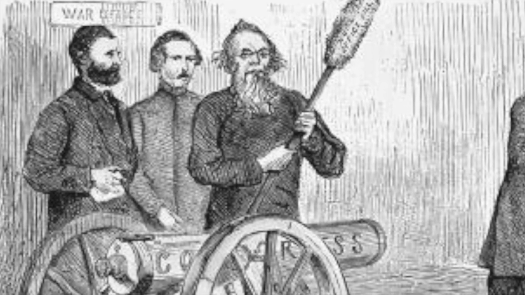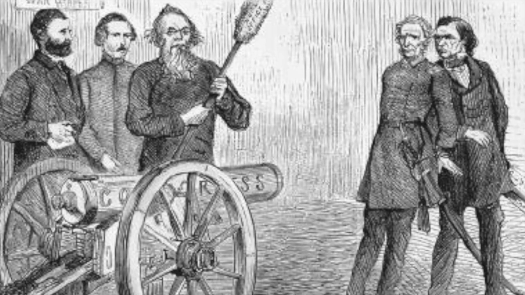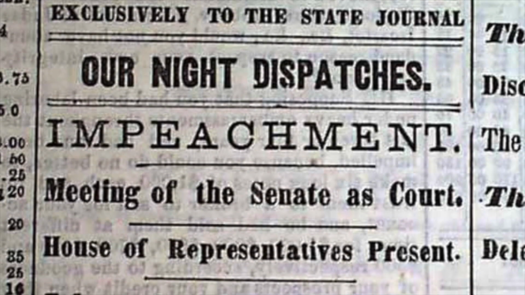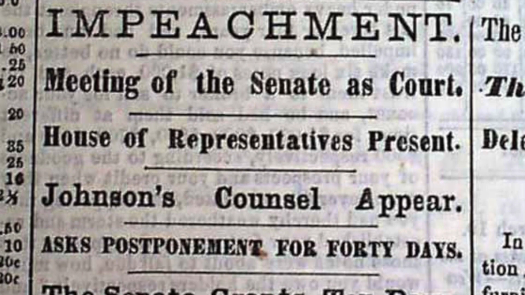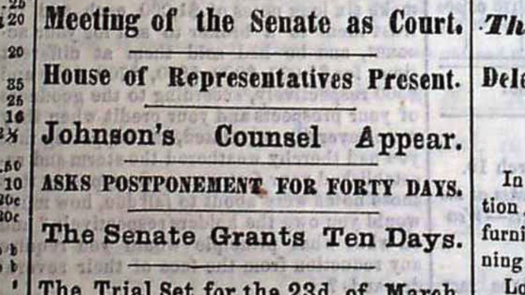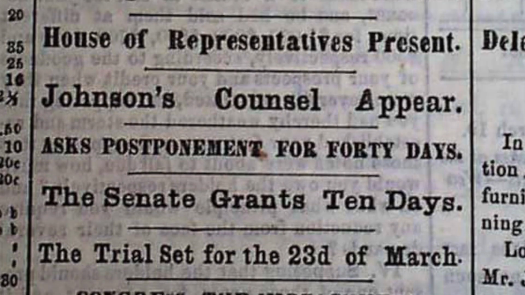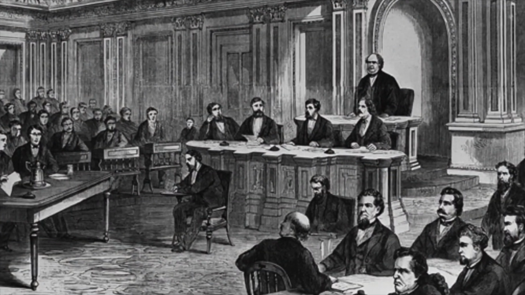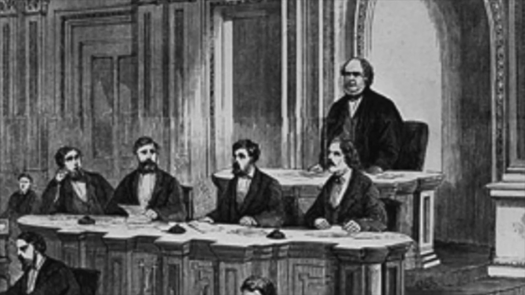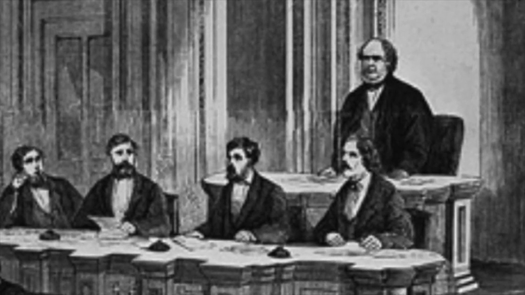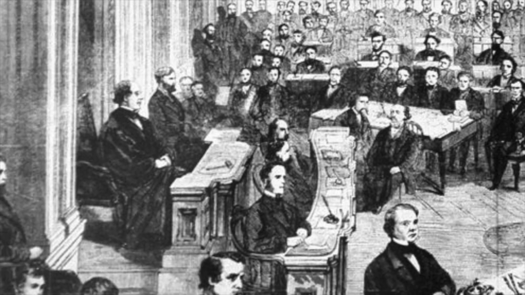Stanton refused to leave his office, barricading himself in, and on February 24, 1868, the House impeached the president for intentionally violating the Tenure of Office Act by a vote of 128 to 47. Johnson's Senate trial began on March 5, 1868, and lasted for almost 3 months. Chief Justice Salmon Chase presided over the proceedings.